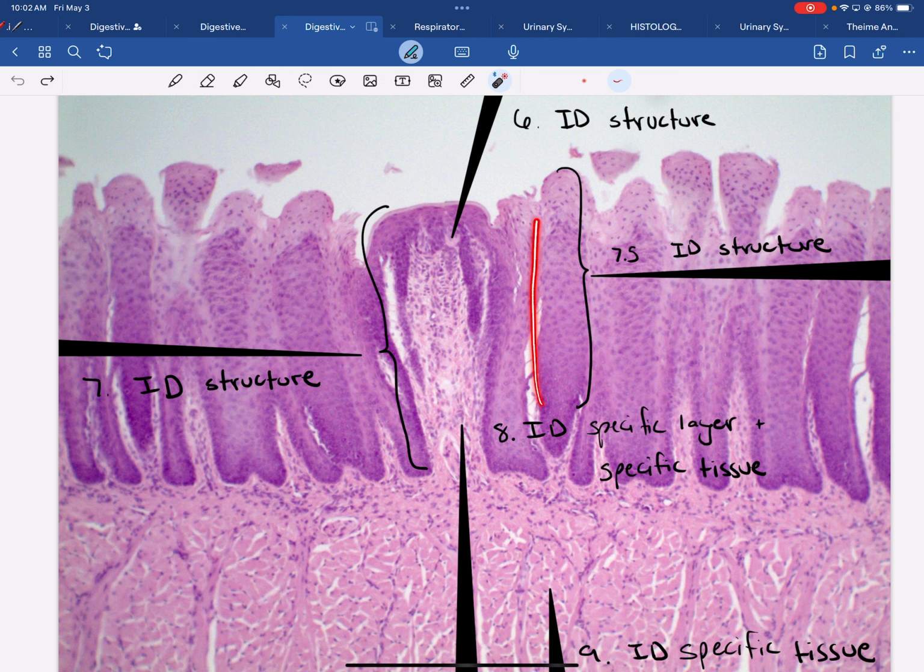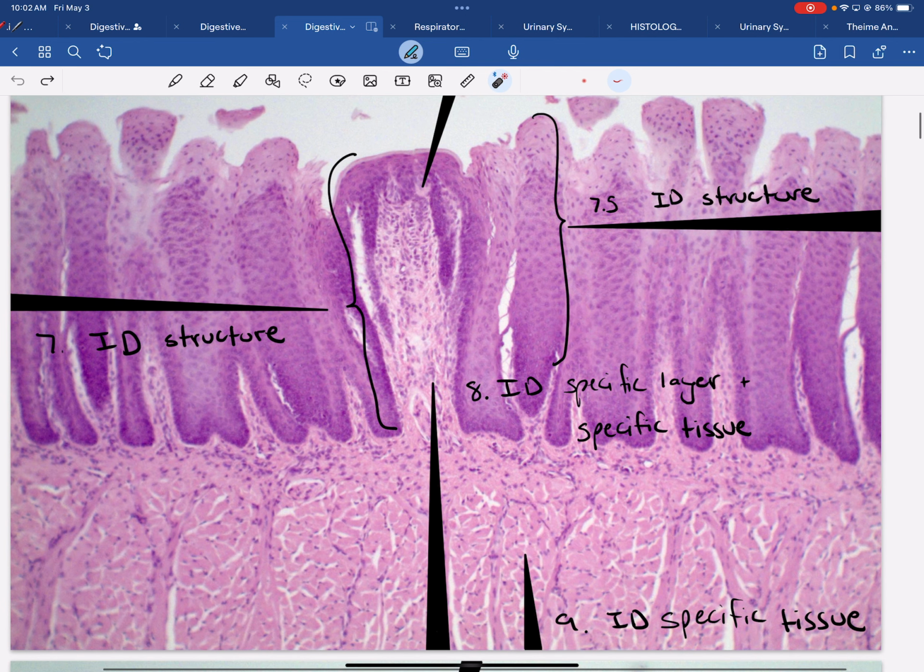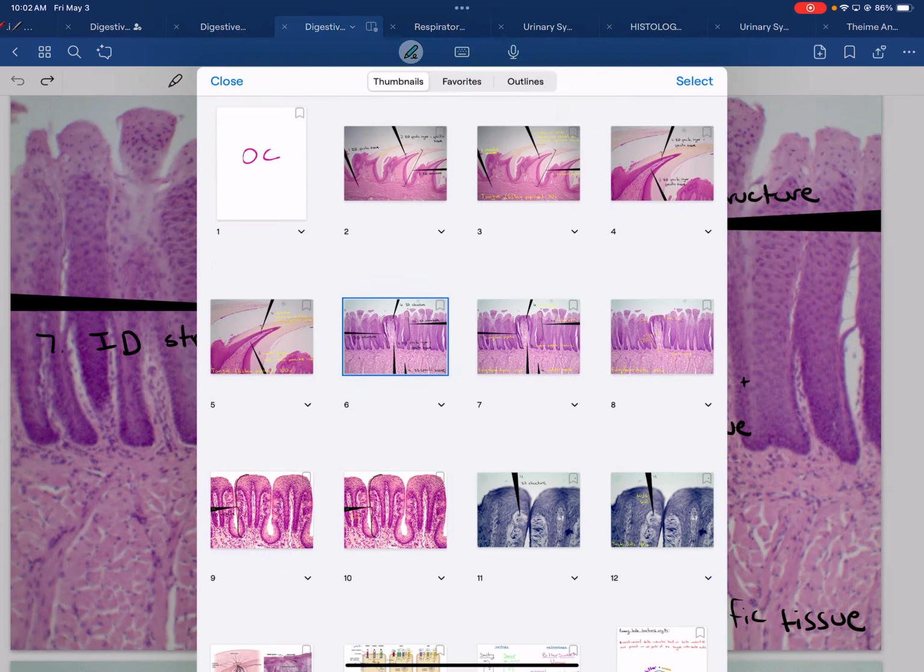What is this structure? Good, that's a filiform papilla. What is this specific layer? Good, the lamina propria. And what is it made of? Good, areolar connective tissue. What is this tissue? Good, skeletal muscle tissue. Nice, good job.